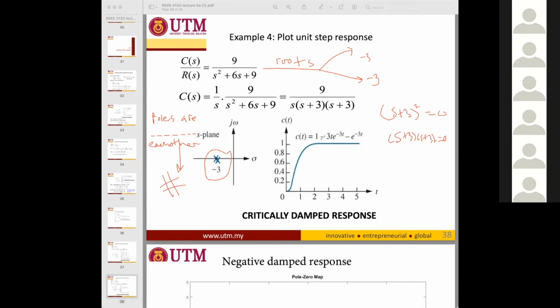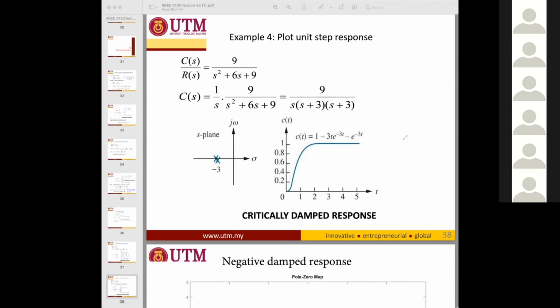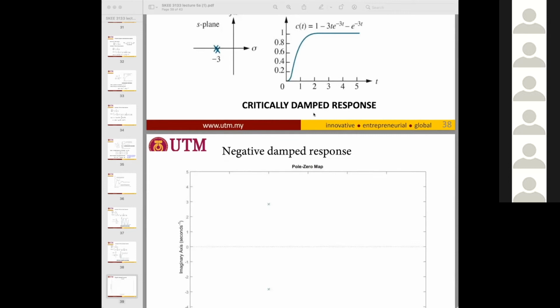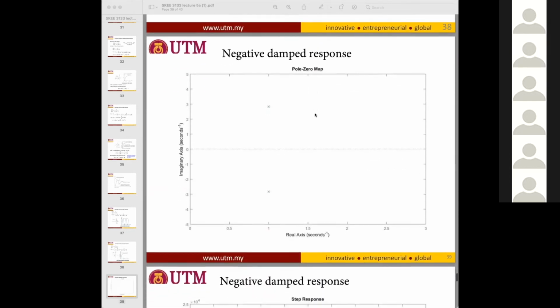Bertindih di antara satu sama lain, and we call this a critically damped response. Repeat after me. Critically damped response. MashaAllah.